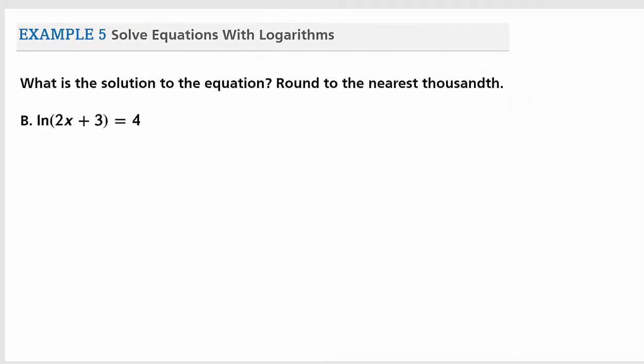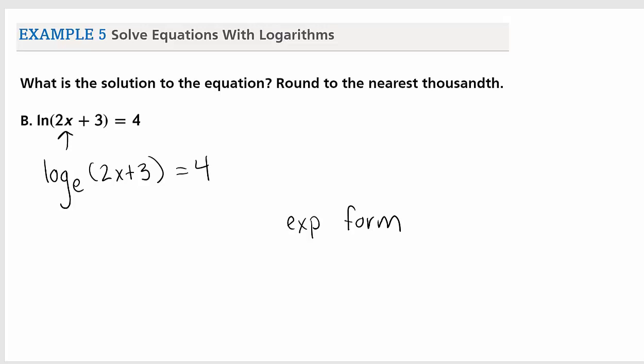2.39. I'm going to solve this question as well, and the x that we're solving for is inside of the parentheses. So the first thing I'm going to do is write this as log base e, just so you remember that we actually do have a base number here. Then I'm going to change this to our exponential form. So I'm going to write this as e to the fourth is equal to 2x plus 3.